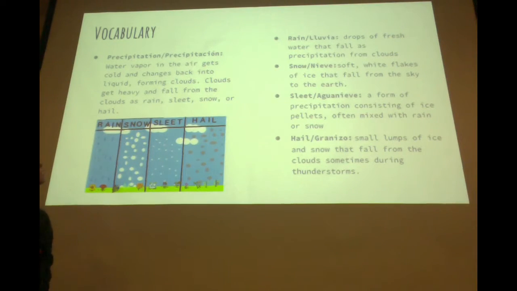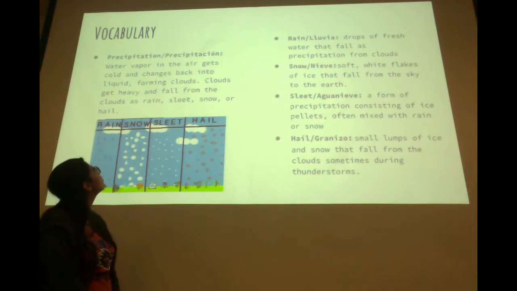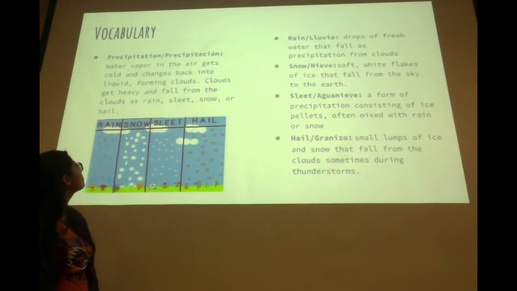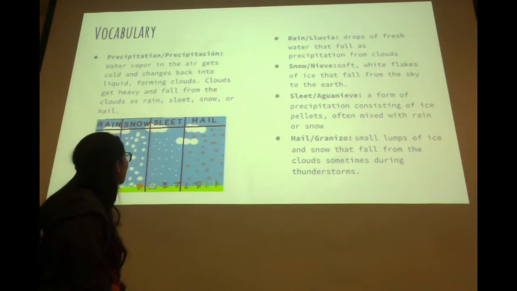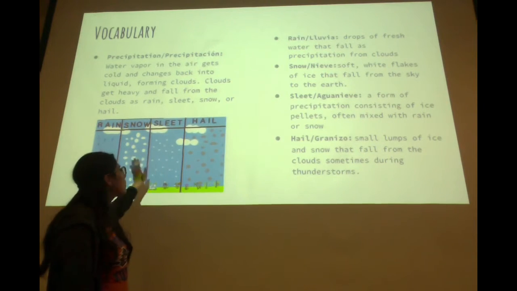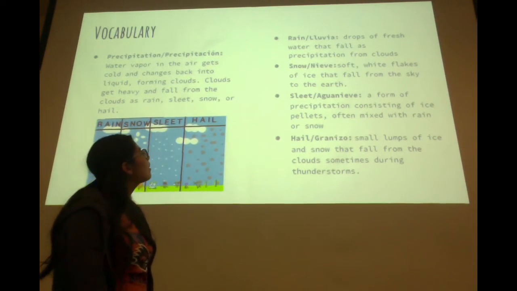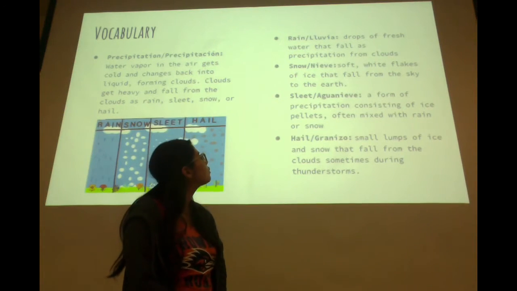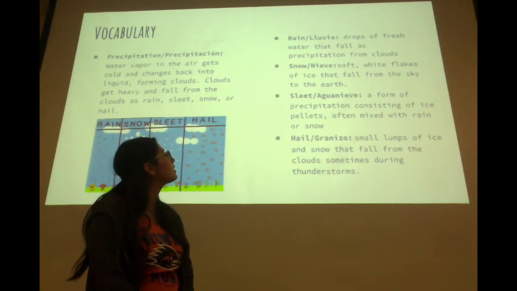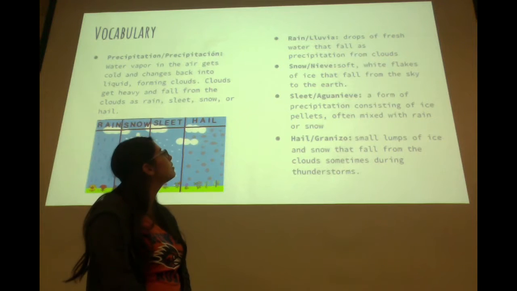The next one is precipitation. So water vapor in the air gets cold and changes back into liquid form, forming clouds. Clouds get heavy and fall from the clouds as rain, sleet, snow, or hail. So precipitation doesn't just have to be rain. It can be hail, it can be sleet, or it can be snow. So it's drops of fresh water that falls as precipitation from clouds.